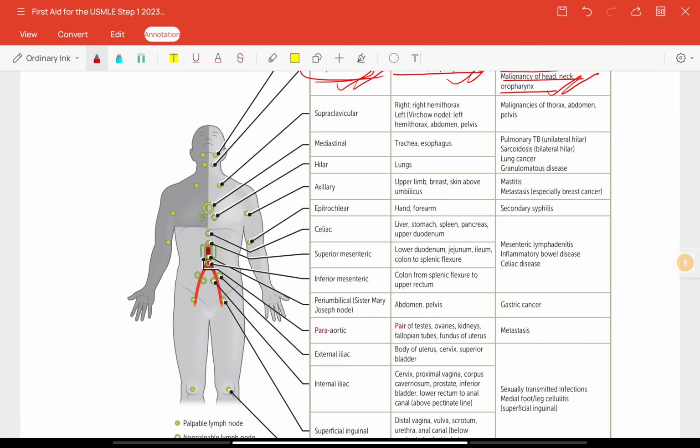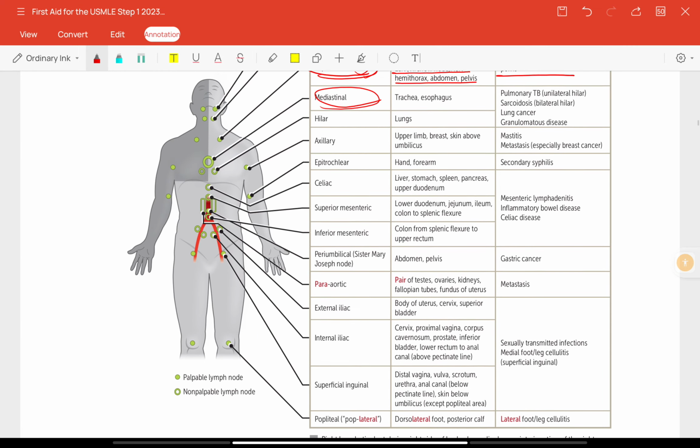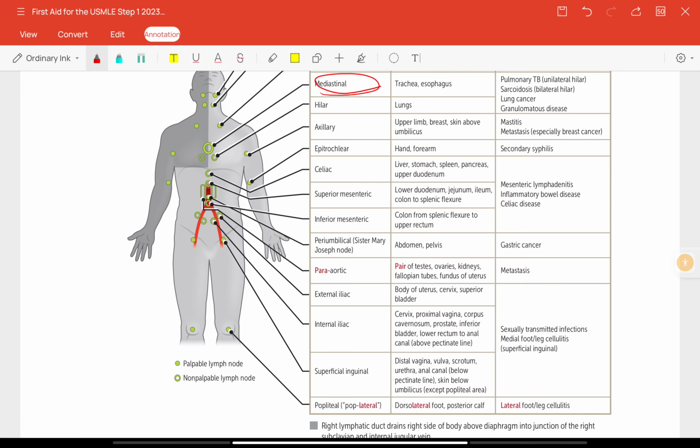Now moving up to the next, that is supraclavicular, which drains lymph from the right hemithorax, left Virchow nodes, left hemithorax, that is abdomen and pelvis. So supraclavicular associated pathology is malignancies of thorax, abdomen, and pelvis. Now the next is mediastinal lymph node, that is drainage is from trachea and esophagus.